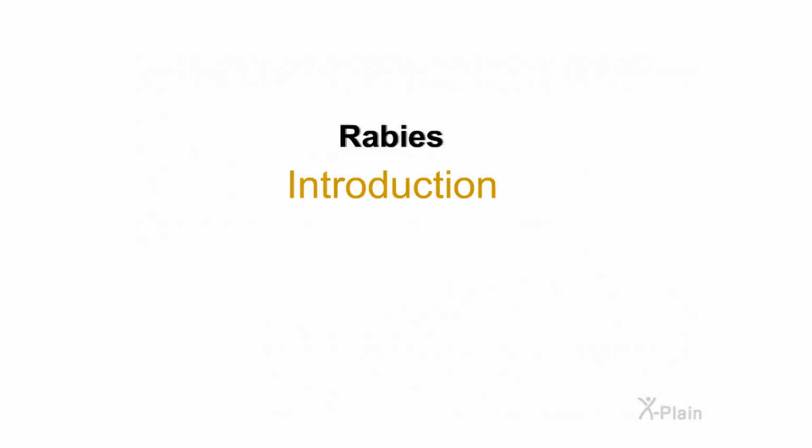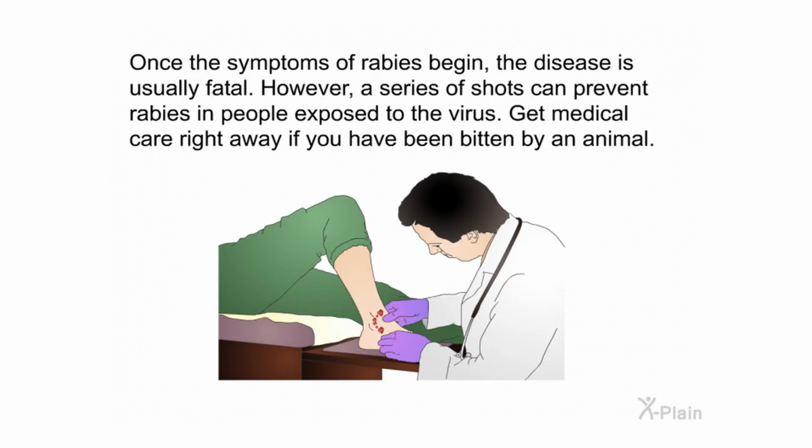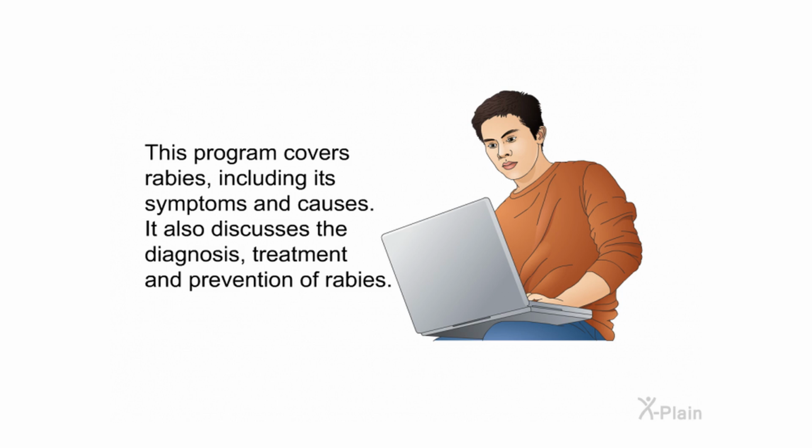Rabies. Introduction. Rabies is a deadly animal disease caused by a virus. People can get rabies from the bite of an infected animal. Each year, more than 55,000 people die from rabies worldwide. Once the symptoms of rabies begin, the disease is usually fatal. However, a series of shots can prevent rabies in people exposed to the virus. Get medical care right away if you have been bitten by an animal.